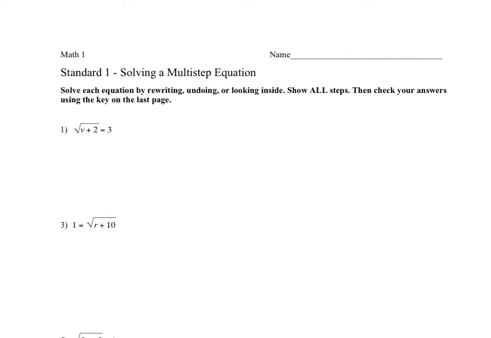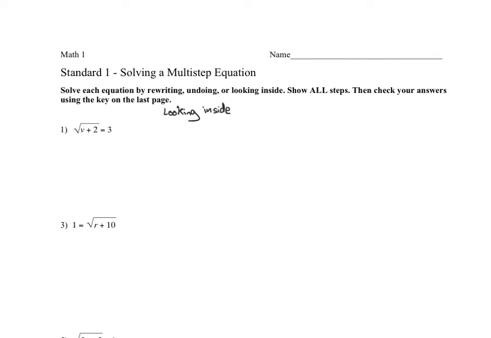This problem says the square root of the quantity v plus 2 is equal to 3. So there are a few ways we can solve this. Let's start by looking inside, and then we'll also look at how to solve this problem using undoing.